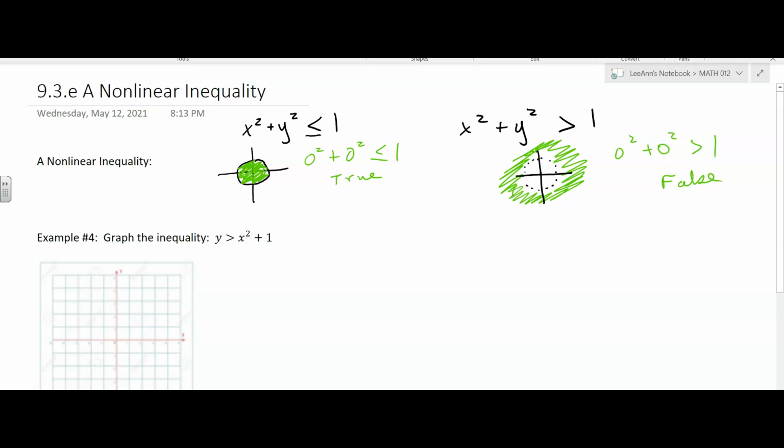Okay? So remember, if it's less than or equal to or greater than or equal to, you're going to have a solid line. If it's just less than or just greater than, you're going to have a dotted line.